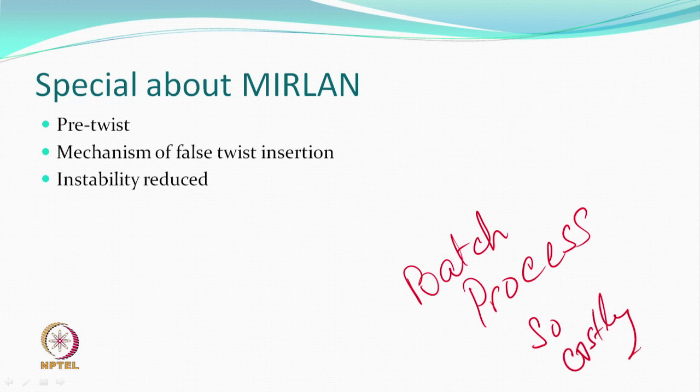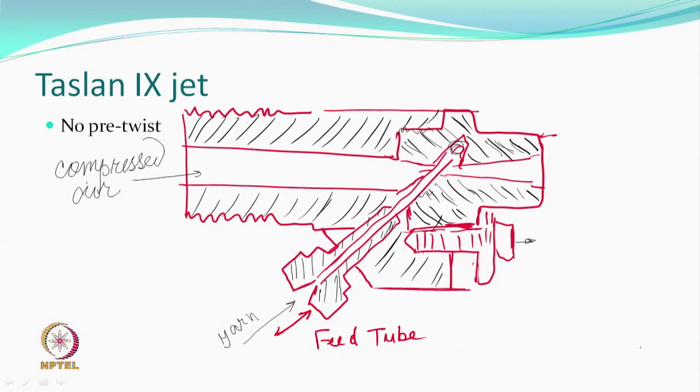So, you needed something else. That means you wanted jets to use untwisted yarn and exactly produce the quality that is desired. So, various series of jets were introduced by DuPont, known as Taslan jets. You can see we are talking at the moment of a jet which was type 9.